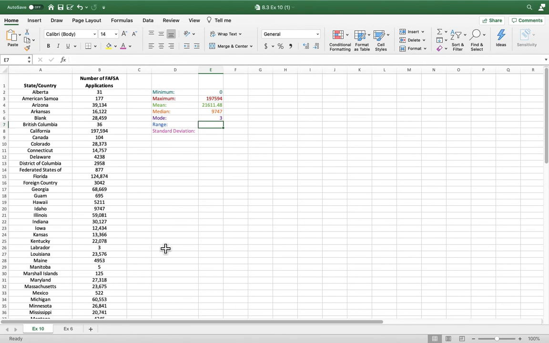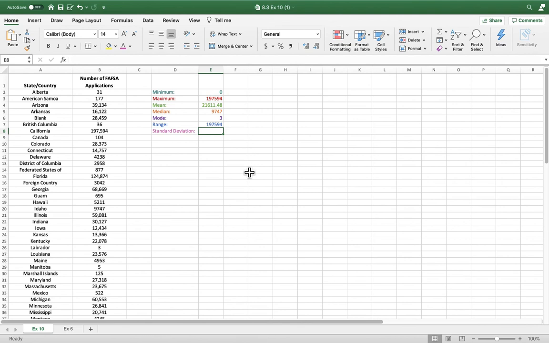The range, we need to subtract for the range the maximum minus the minimum. So we're going to say equals, and then we're going to select the maximum value, subtract the minimum value, and hit enter. And obviously it's the same as the maximum because the minimum was 0, but that's how you do it.